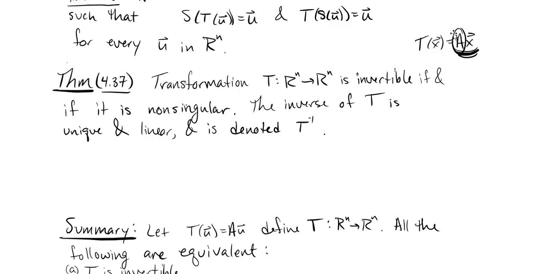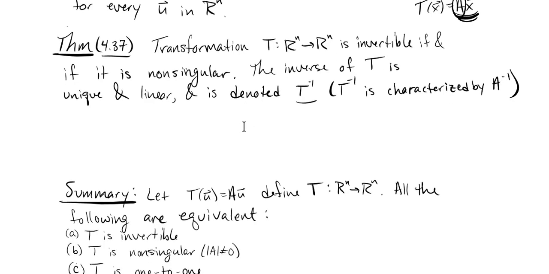And just like with the matrix inverse, that thing is going to be unique. And since it's represented by another matrix, A inverse, it's also linear. Just like multiplication by this matrix is a linear operation, multiplication by another matrix, the inverse of A, is also linear. We denote the transformation represented by A inverse as T inverse. So T inverse is characterized by the matrix A inverse in this case.